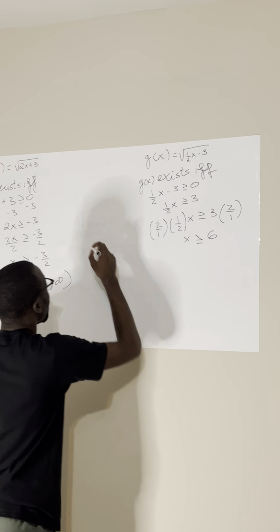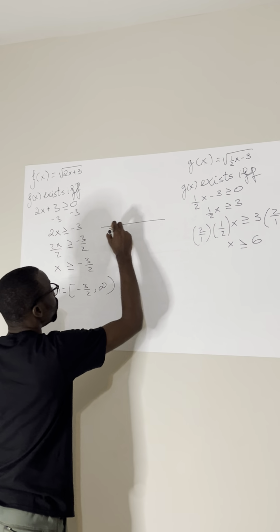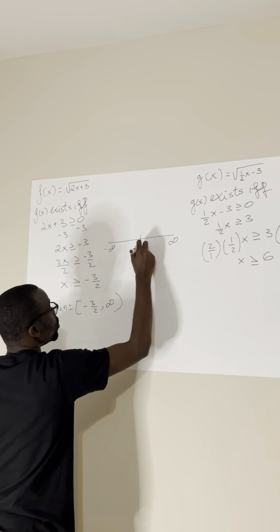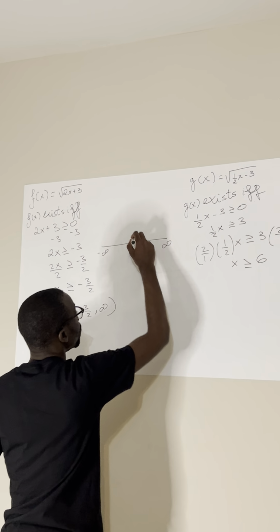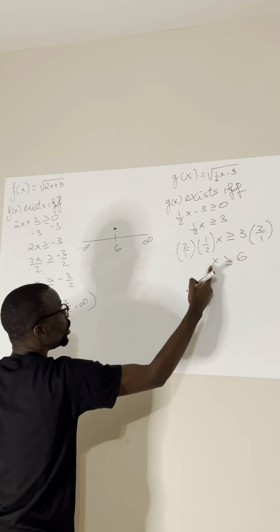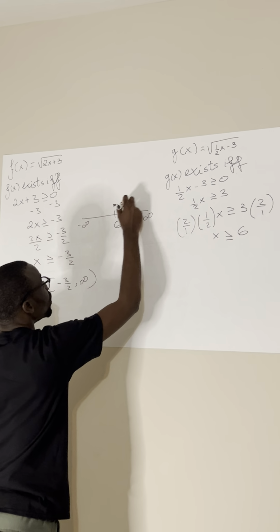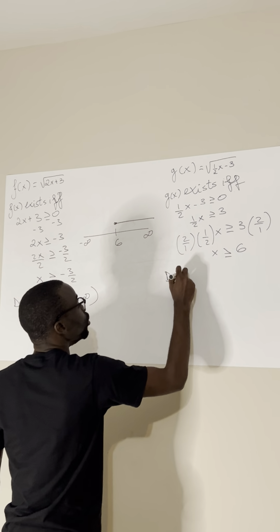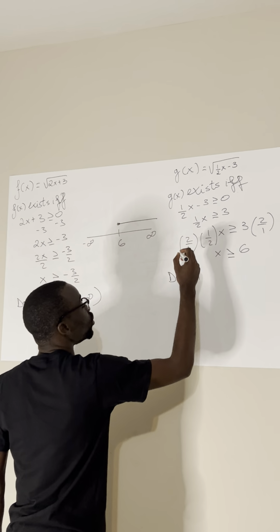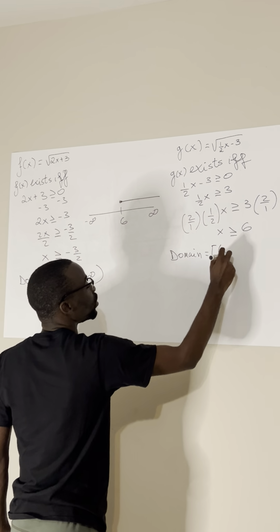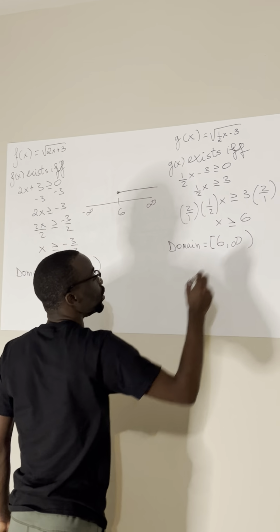One more time. I draw the line from minus infinity to infinity. 6 will be somewhere in the middle. And in this case, I want x to be greater or equal to 6, so it will go in this direction. Therefore, the domain of this function starts at 6 all the way to infinity.